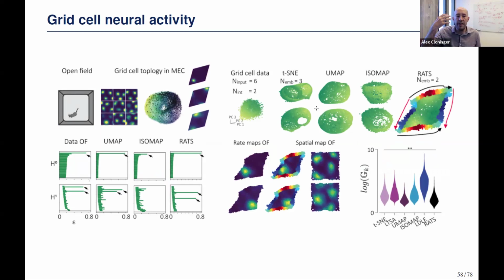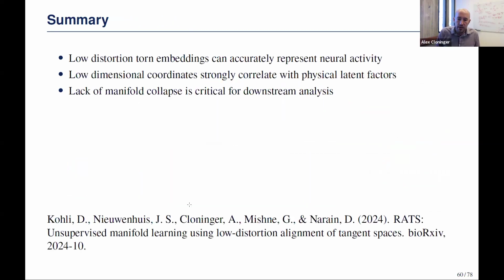We can do this with some other things too. There are some neurons in the brain that can help a mouse understand where they are in 2D space. And again, we can get very clear embeddings that actually work really well. And from this, we can do things like persistence diagrams to show that it really is a two-dimensional torus or something like this. But yeah, that's the summary, right?